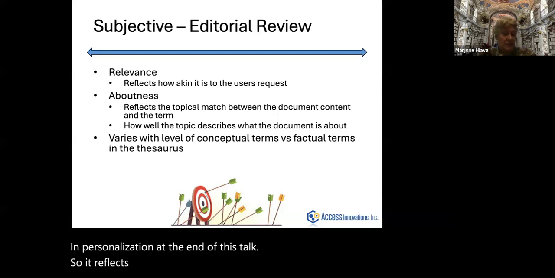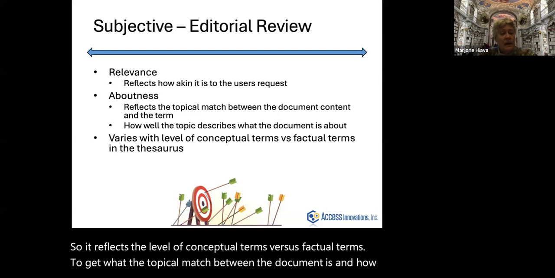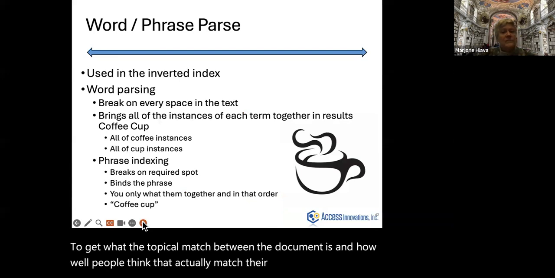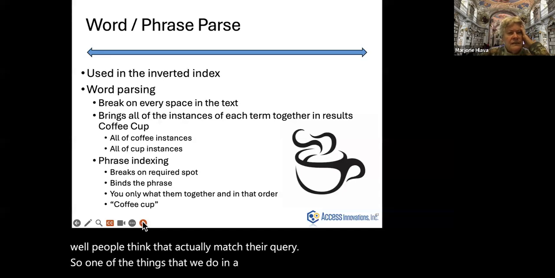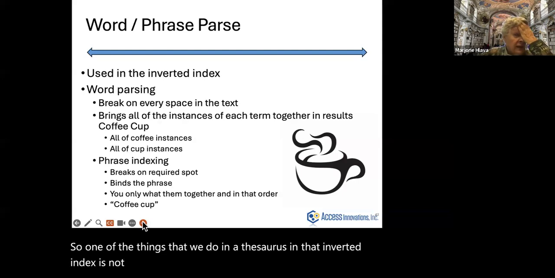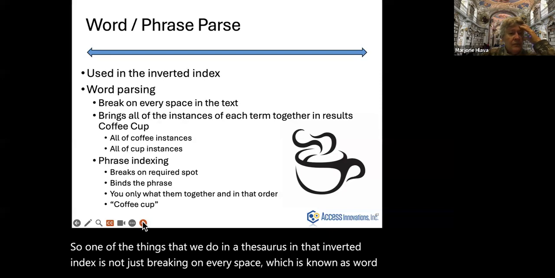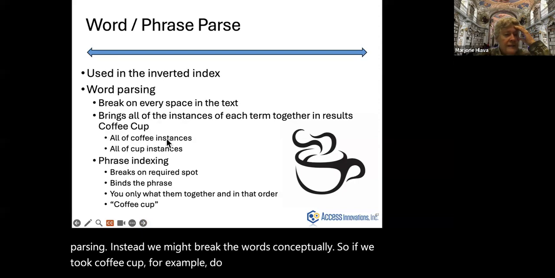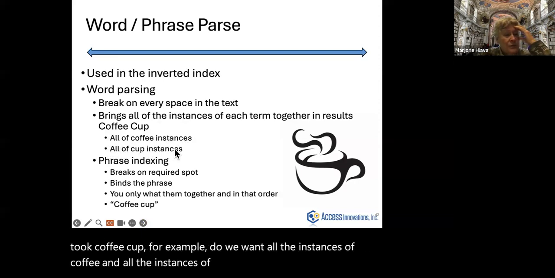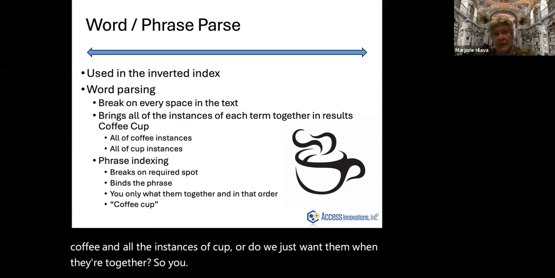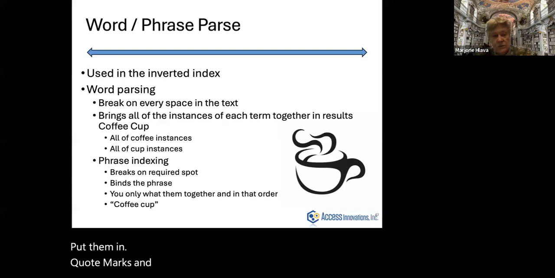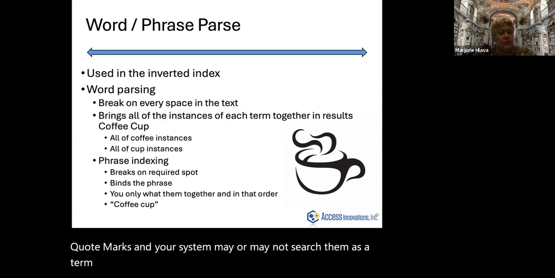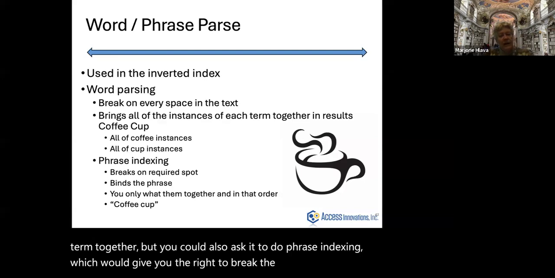So it reflects the level of conceptual terms versus factual terms to get the topical match between the document and how well people think that actually matched their query. So one of the things that we do in a thesaurus in that inverted index is not just breaking on every space, which is known as word parsing. Instead, we might break the words conceptually. So if we took coffee cup, for example, do we want all the instances of coffee and all the instances of cup? Or do we just want them when they're together? You could put them in quote marks, and your system may or may not search them as a term together. But you could also ask it to do phrase indexing, which would give you the right to break the term apart at its required spot.